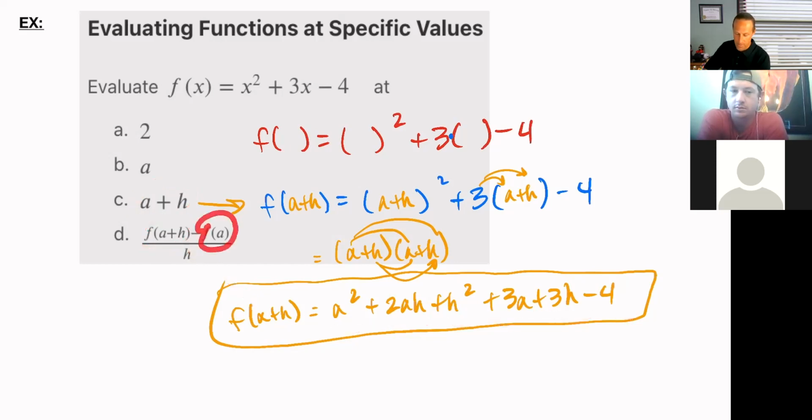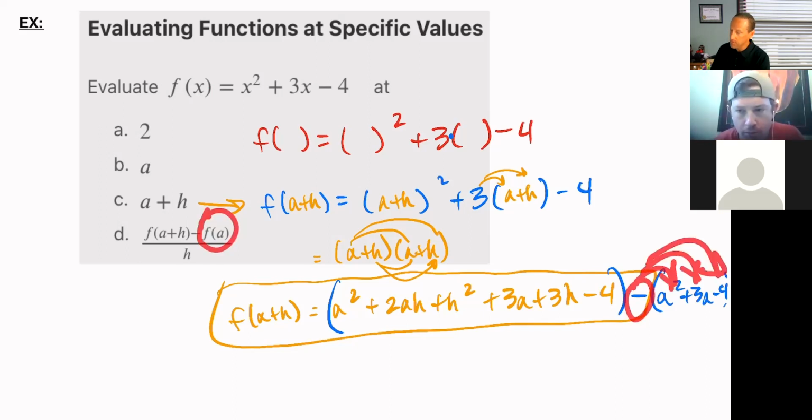If I'm going to subtract f of a, hey, that's what I did earlier. So I'd have to take all of that and I'd have to subtract what I found for f of a, which was the a squared plus 3a minus 4. Now remember, when you're subtracting f of a, an entire function, that means you got to subtract all of this. So include the parentheses there to make sure that you do distribute, and don't just subtract the first thing that's there.